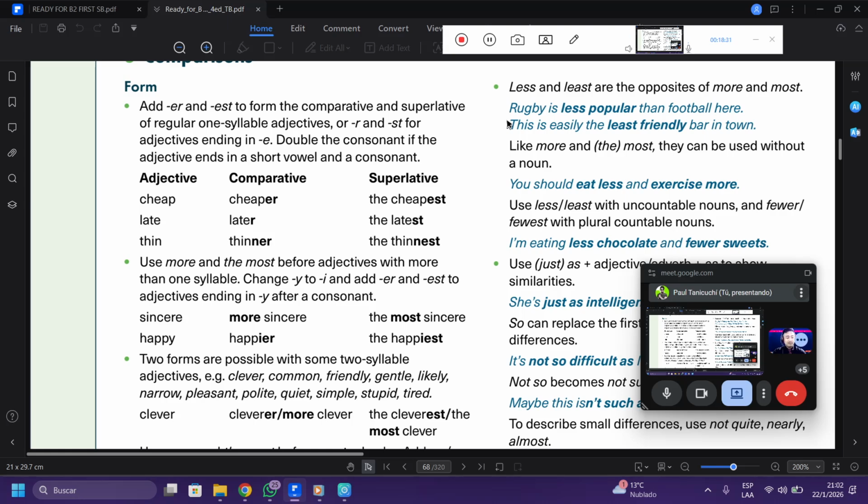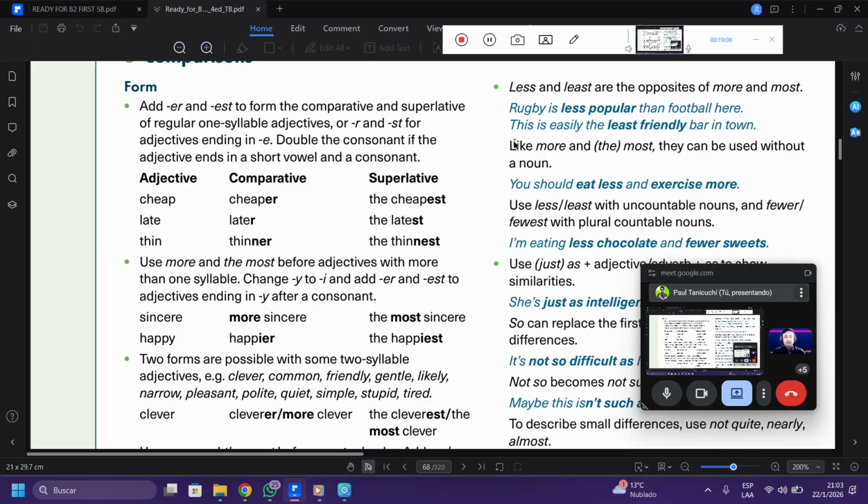With least. Remember that least is the superlative, okay? Like the most, but in a negative way. Quito is the less secure town in Ecuador. Is the less secure city in Ecuador? Secure city. Yes, perfect. Ecuador. Yeah, perfect. Paulo, please, you go.